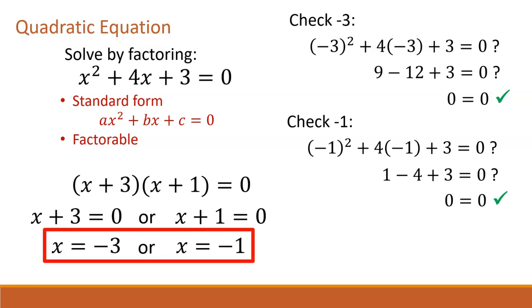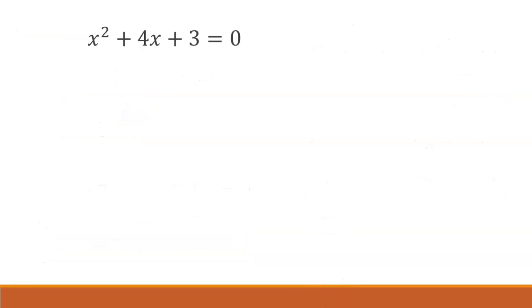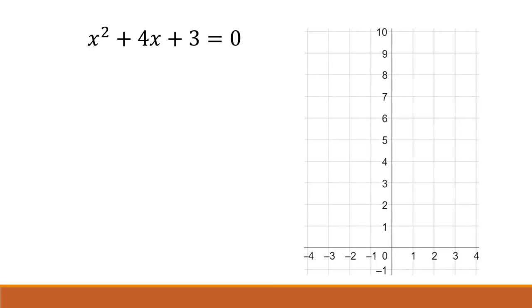But here's the question. Is there another way to see if we've found the solutions to the equation? I mean, really be able to see with our eyes if we found the solutions. Well, there are a couple of ways, and let's take a look at them. One way we can see the solutions to a quadratic equation is by graphing.